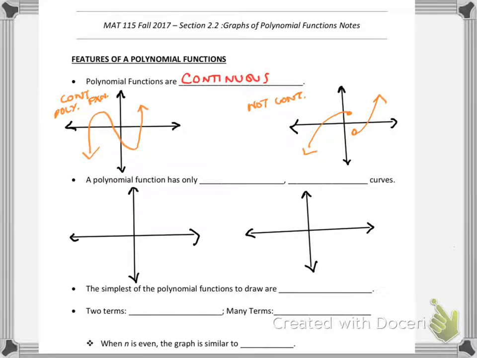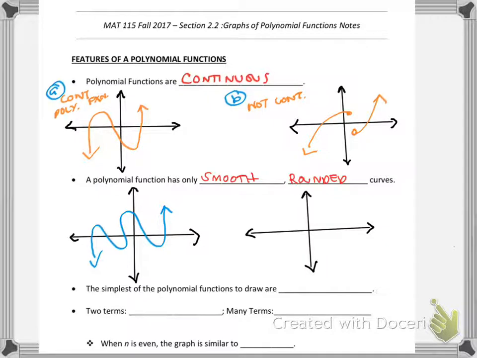Also, a polynomial function has only smooth, rounded curves. Okay, let's erase that and rewrite. Rounded curves. Okay, and so again, in this first picture here, in A, notice that the curves were rounded and smooth. Here it wasn't continuous because there was that jump there. But another example, we can have something like this. This has smooth, rounded curves.